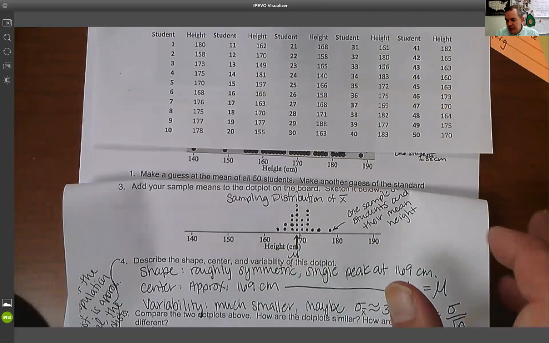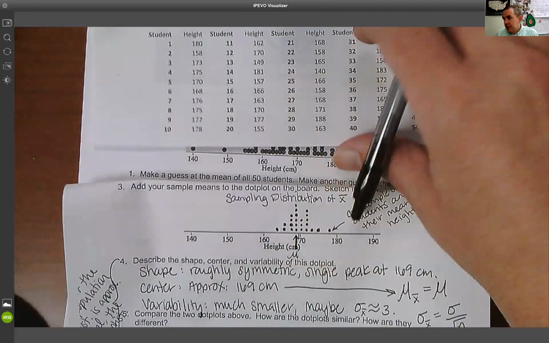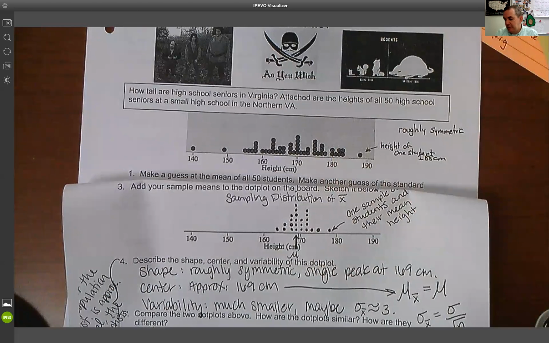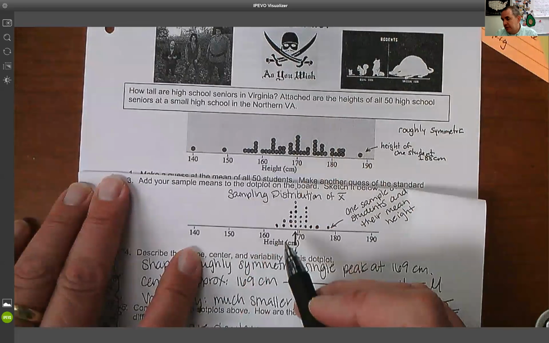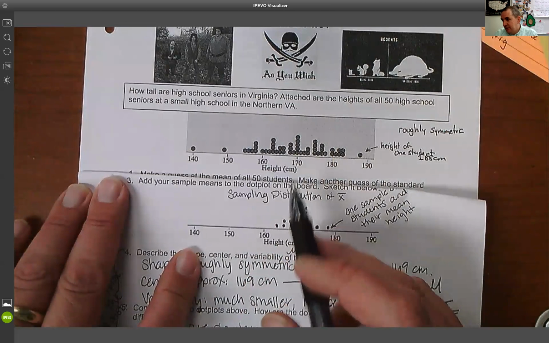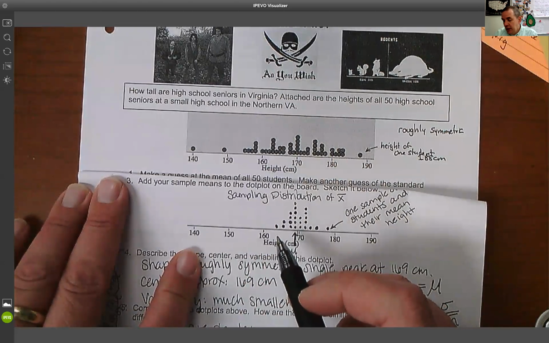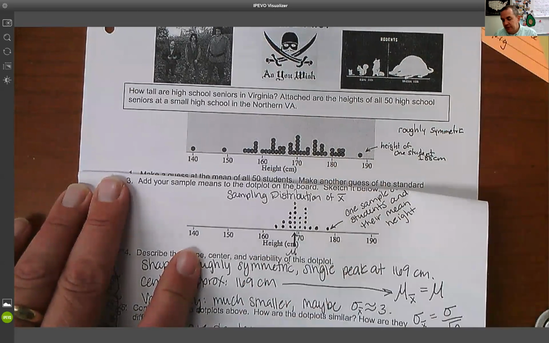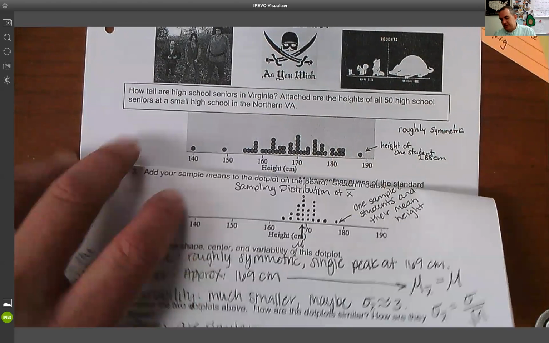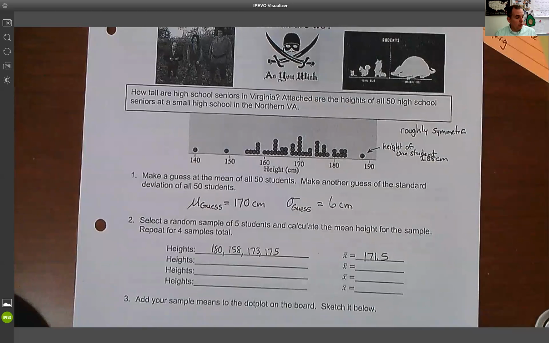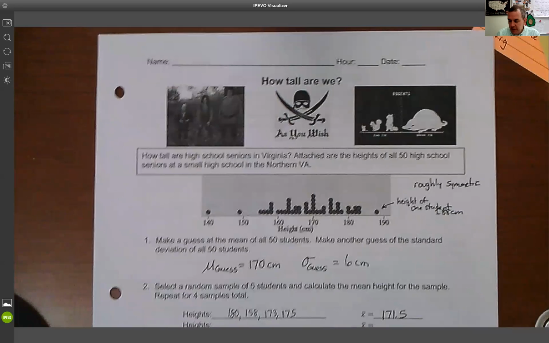If we look at the 2 dot plots together, so again, we want to look at those 2 dot plots. This is the actual population. This is the sampling distribution. They're both centered at roughly the same place. But this one definitely has less variability. And what we're going to find out today is that there's actually a set of rules that we're going to abide by on that. And those rules are going to say the following.